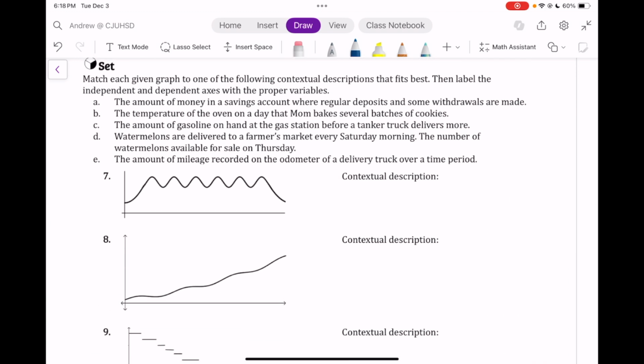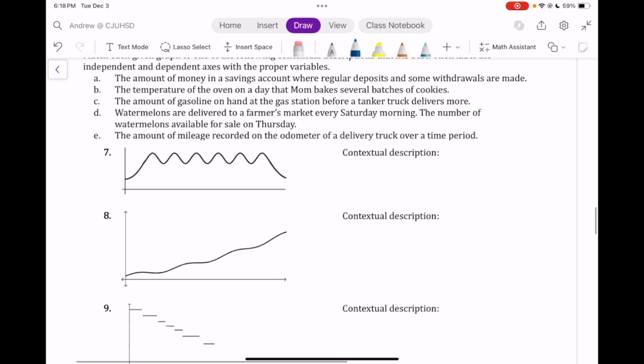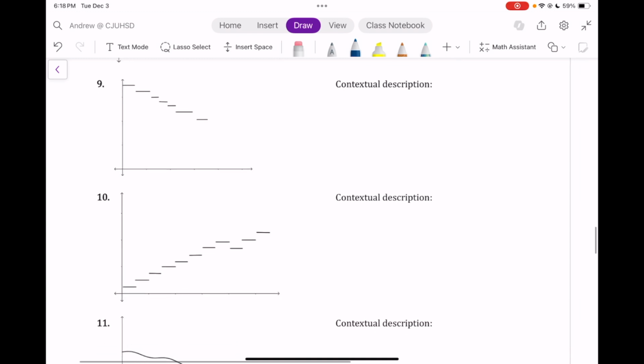We have 5 stories and 5 graphs, and we're trying to match them up. So the first one says the amount of money in a savings account where regular deposits and some withdrawals are made works well with this one. We're going up. It's discrete because when the bank has your money doesn't change. And then the withdrawal is when it went down.